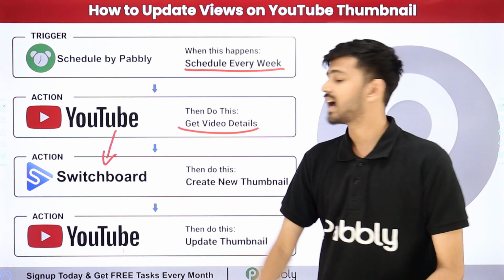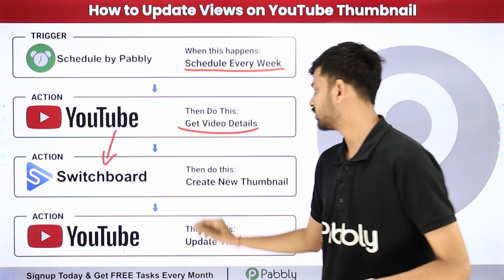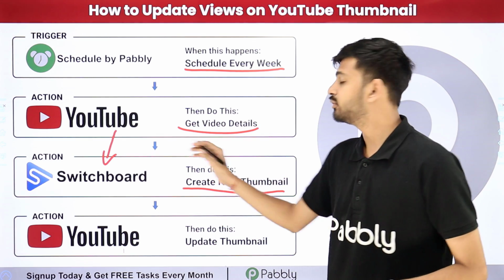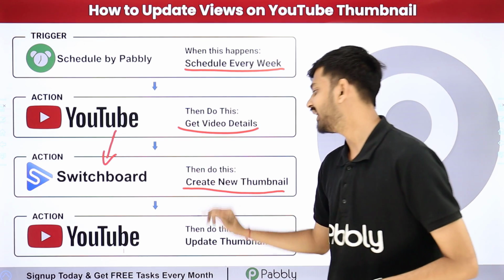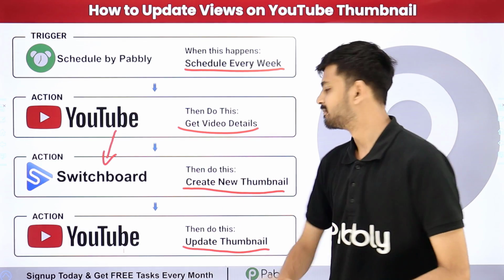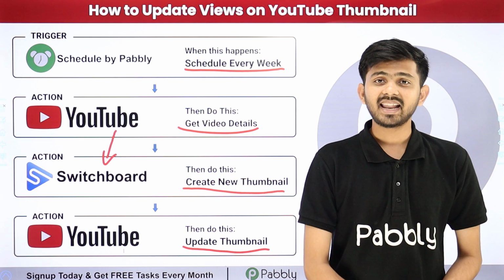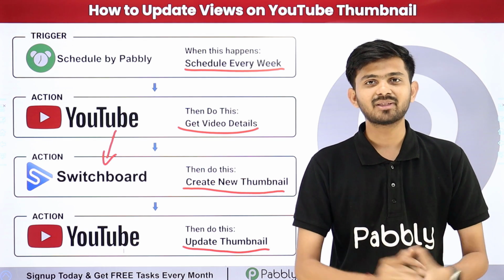Then I need to first create a new thumbnail by using Switchboard, and in my thumbnail, I'm going to update the views of my video. After creating that thumbnail, I'm going to update it back on my YouTube video. So how am I going to build this connection? For that, let me take you to my computer screen.